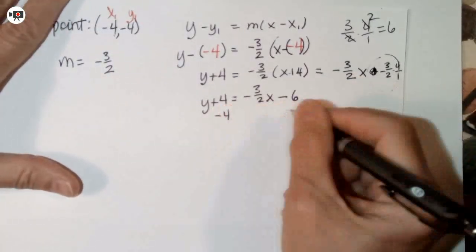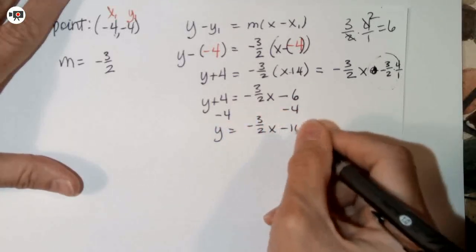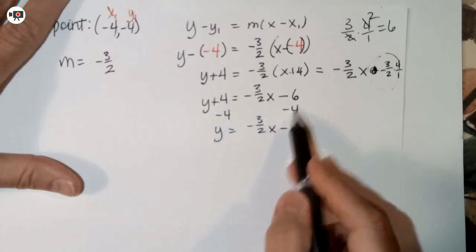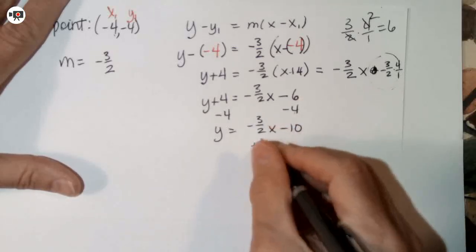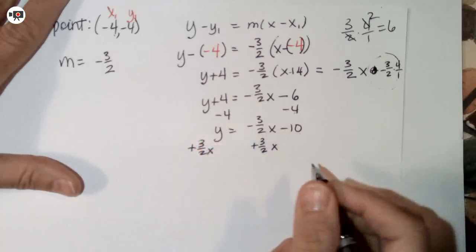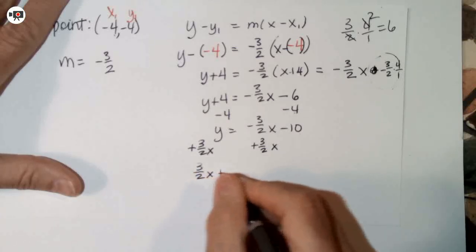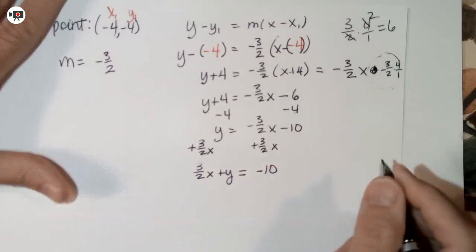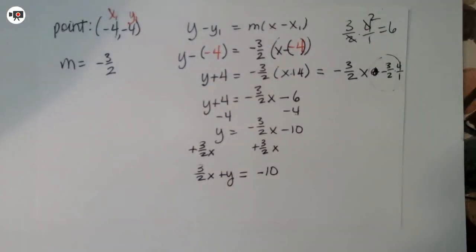Start off. Okay. So I've moved the 4. I had plus 4. I subtracted 4 from both sides to get rid of it. And now the x is in the wrong place. So I need to add that to both sides, which rewritten will be 3/2x plus y equals -10. Now everything's in the right place, but everything's not an integer.